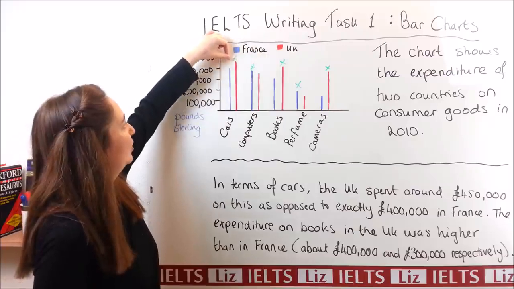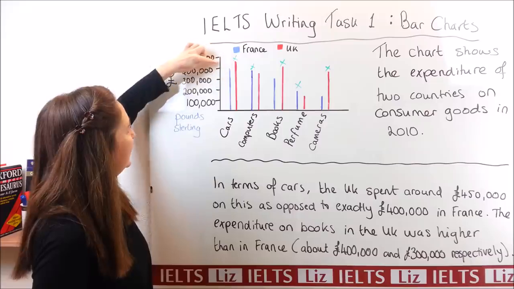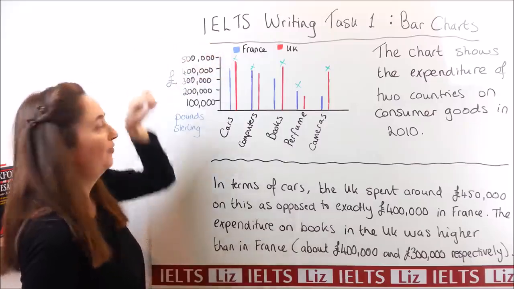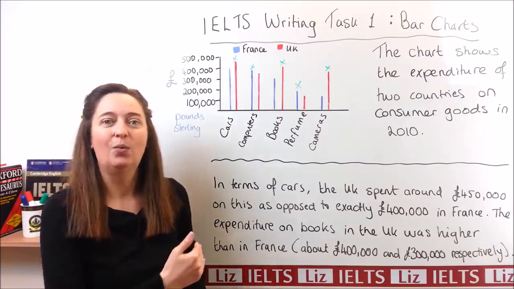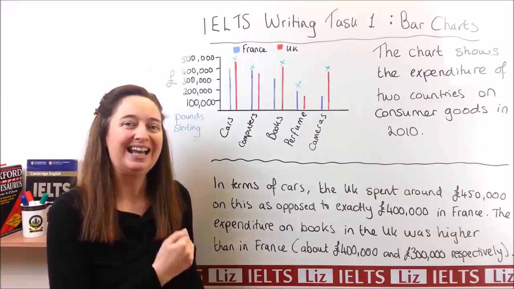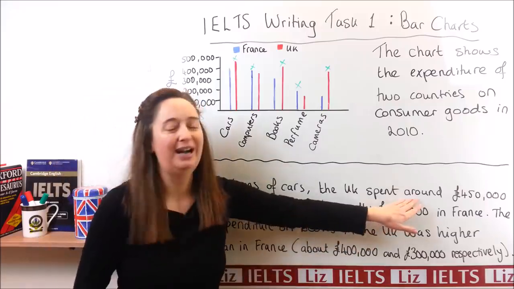So when you're writing your body paragraphs, you need to take a look at the graph, at the chart, and you need to have a look. This is the cars, and here we've got the UK. And you can see that it is between 400,000 and 500,000. We cannot write it was 450,000 because we cannot see exactly.